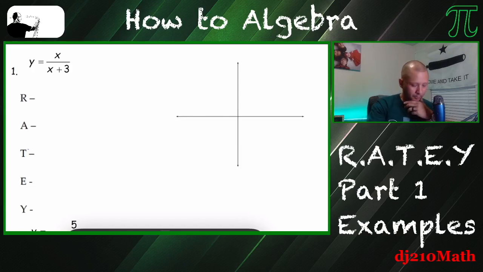R.A.T.E.Y part 1. As I work through the examples, I'm going to explain what I am looking for and how to analyze what the information is telling us. So the R, I'm looking for the roots. Where does it cross the x-axis? In other words, the x-intercepts. To do this, I need to set the top equal to 0.